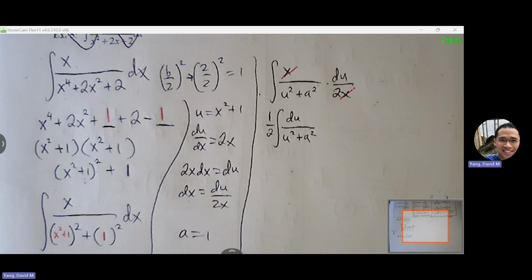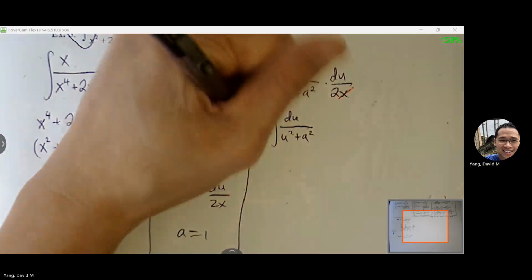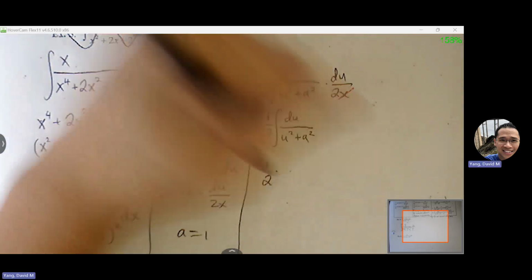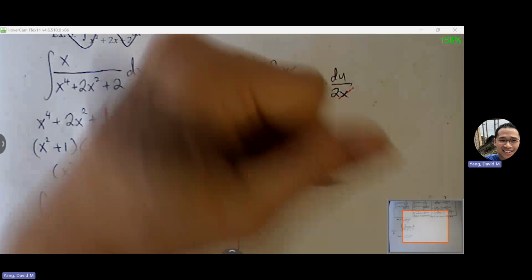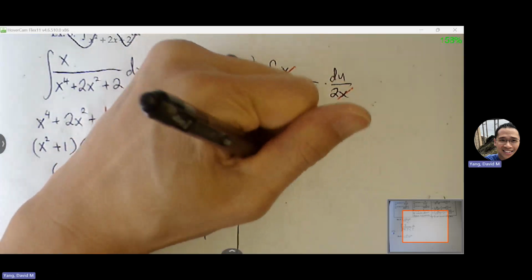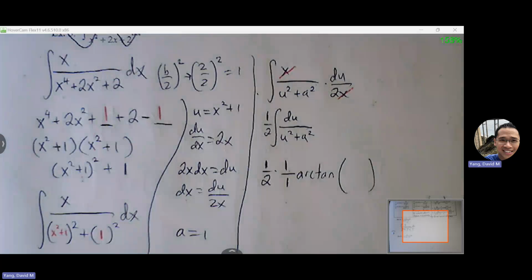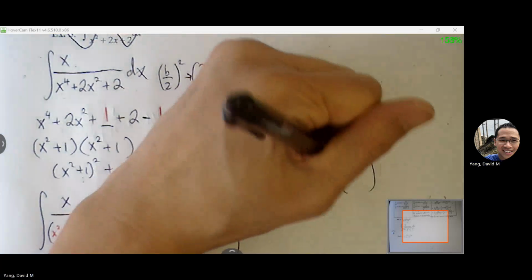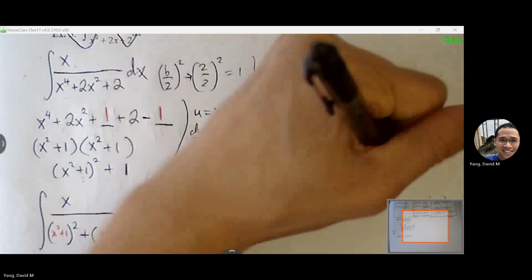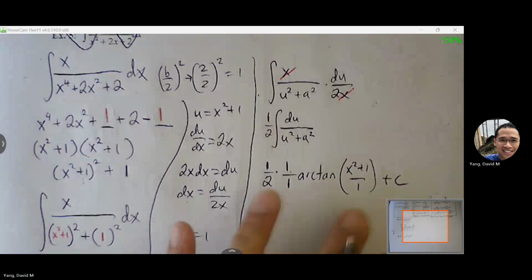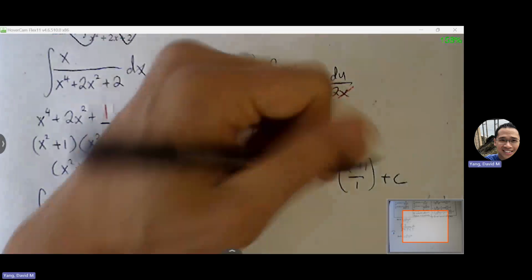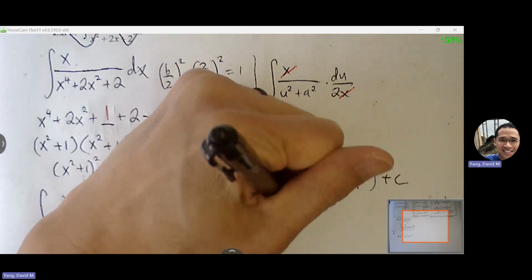So now we just follow the rule that we see at the top of the page. We'll keep the 1/2 first, and then we'll do the 1 over a, arctangent of u over a plus c. I don't have to keep all these ones if I don't want to. You can leave it in that form, or you can clean it up a little bit.